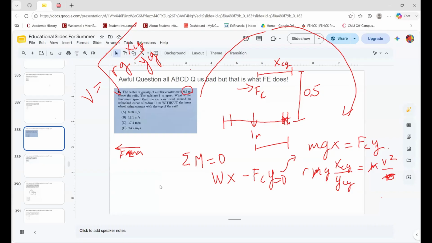R is 15 multiplied by 9.8. And then multiply by 0.5, and then divide by 0.5, looks like, which makes you question why you're doing that. It's 12.12, so it's B.